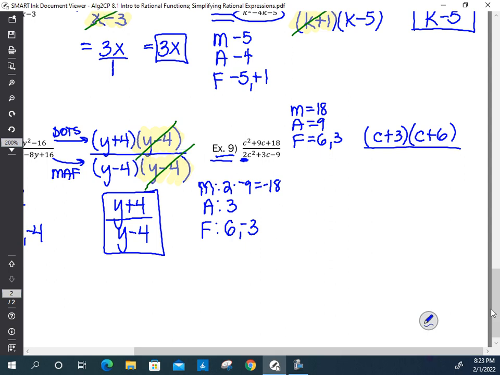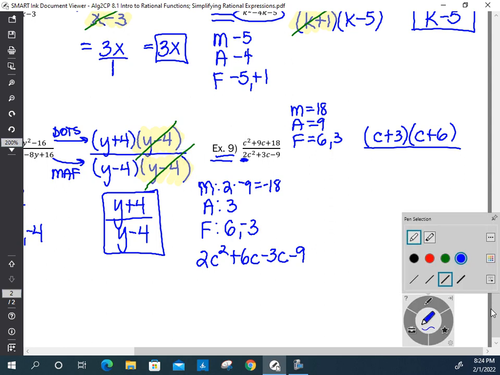So it's an MAF plus grouping problem. Now you're going to take 6 and negative 3 and separate the middle term: 2c squared plus 6c minus 3c minus 9. Remember, when you change it to a grouping problem, you take your two factors and you separate the middle term.